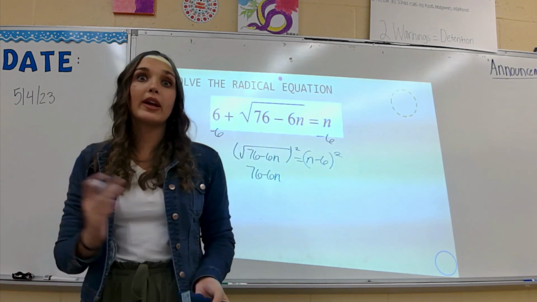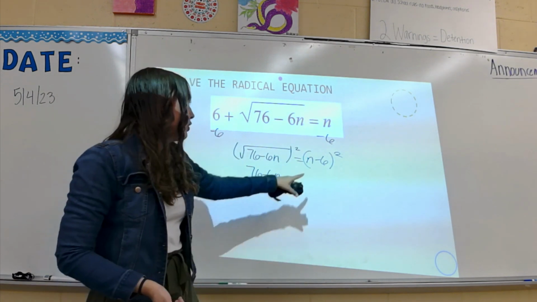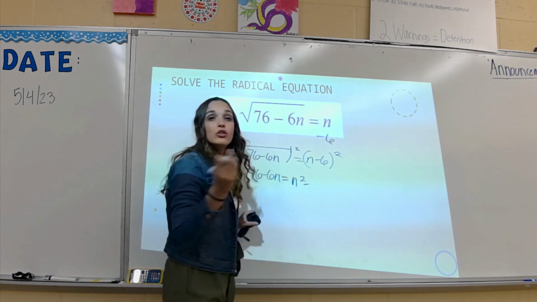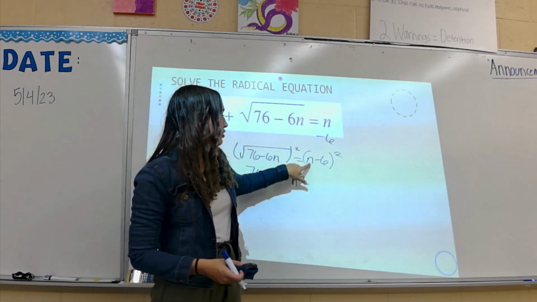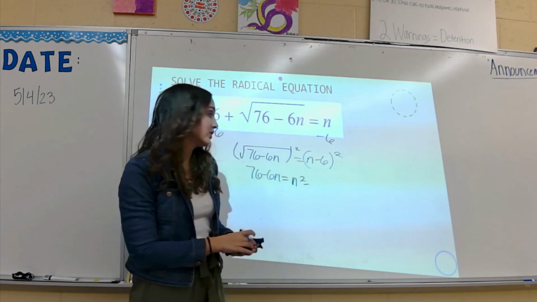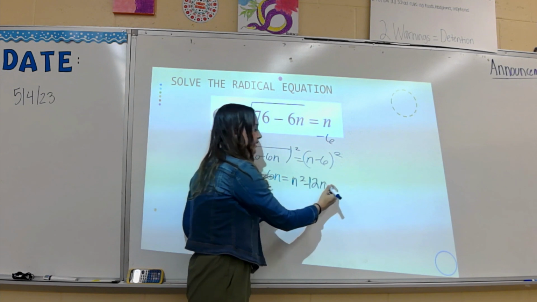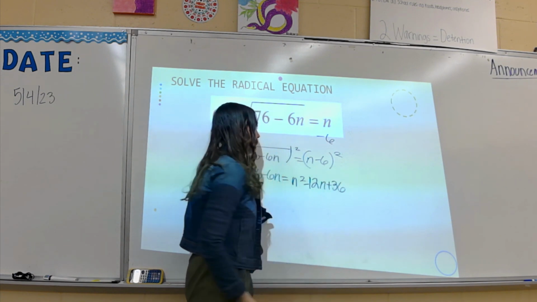So I am going to square my a, my first term here, which is my n. So I'm going to do equals n squared minus 2 times my n, which is 2n, times my 6, which is 12n. And then I do 6 times 6, which is 36.